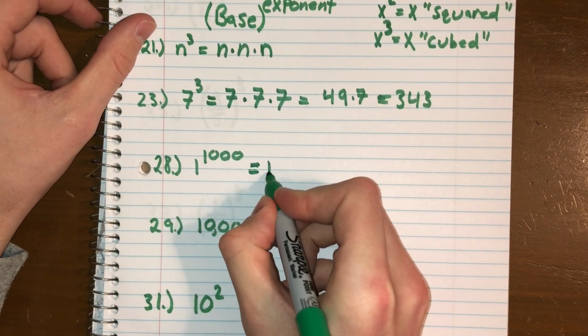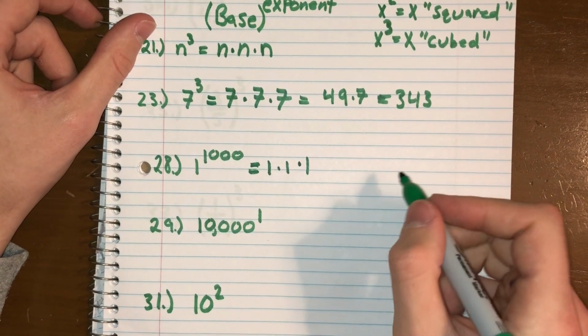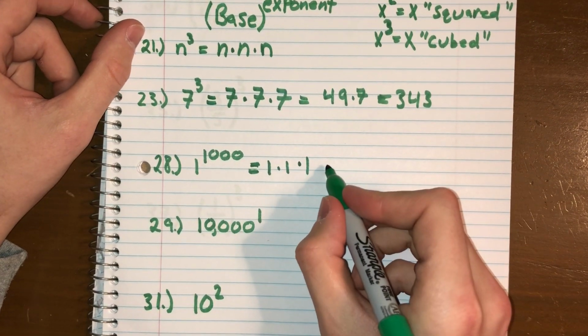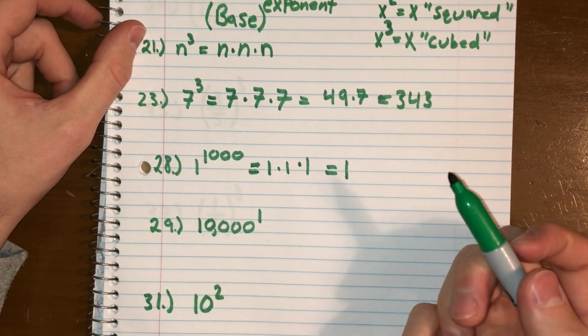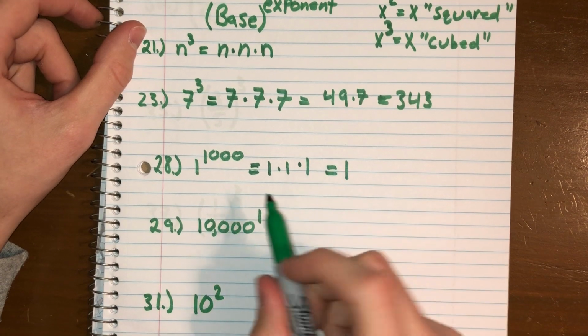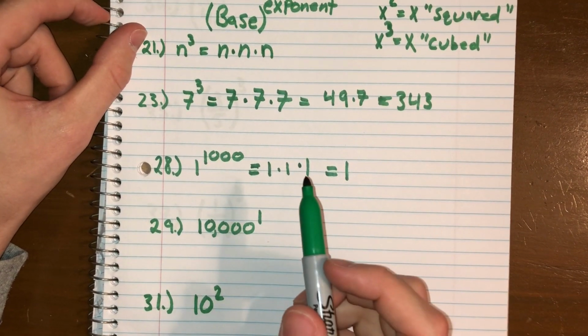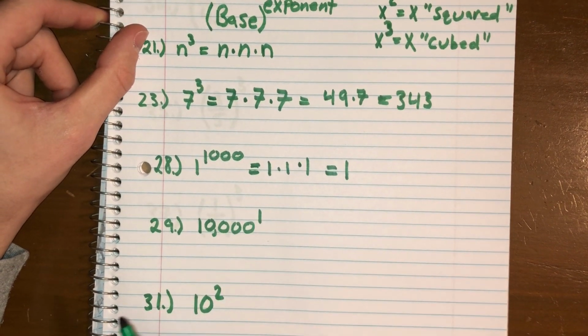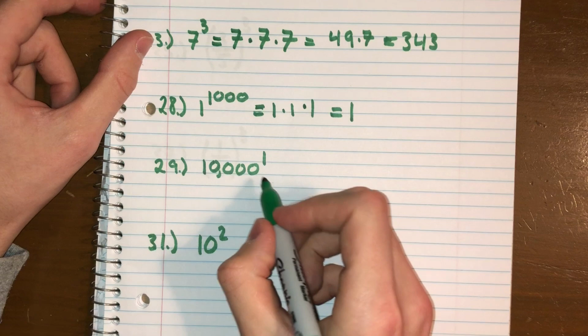All this is equal to is just 1 times 1 times 1, all the way on till 1,000 ones. But in the end, you're always going to be equal to 1 because 1 times 1 is 1. So that's an important rule to know, that 1 to the power of anything is still 1. And we'll move on down here to number 29.